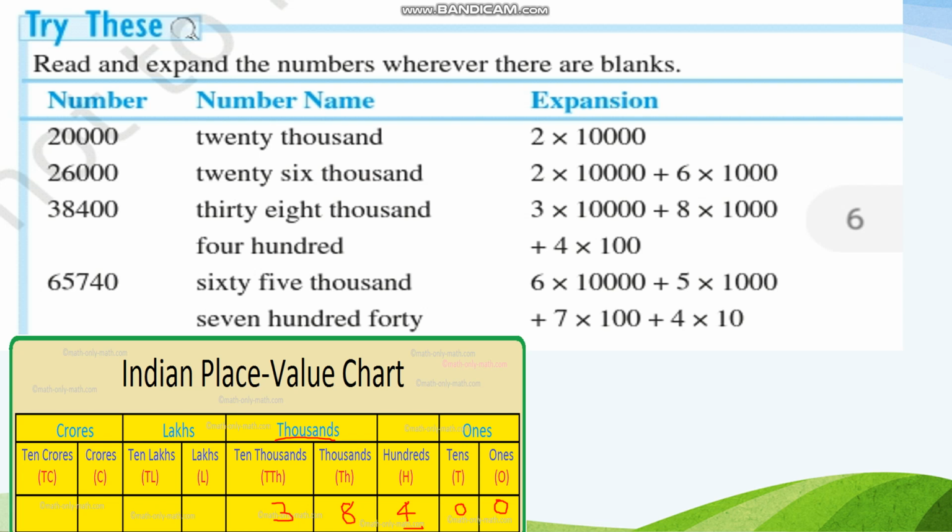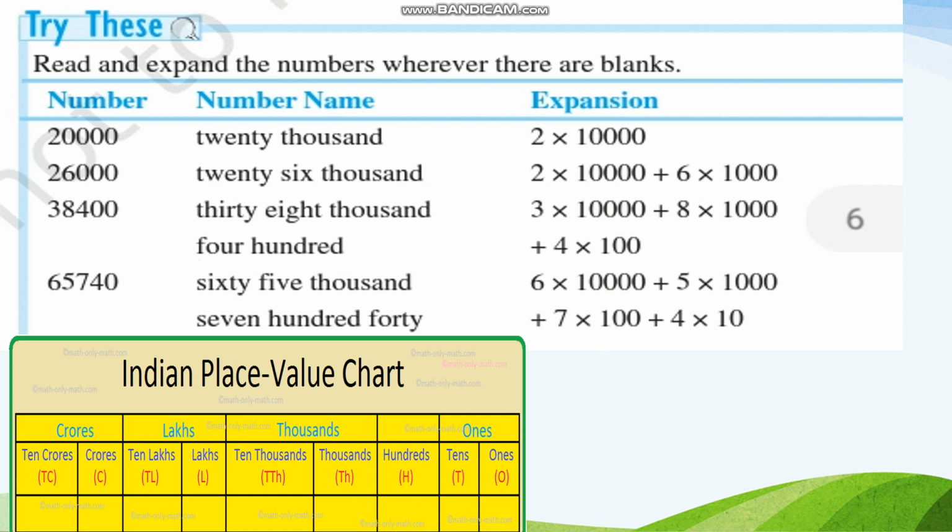Okay. So 38,400 is the number name. 38,400. Got it? And how we can expand? 3 into 10,000 plus 8 into 1000 plus 4 into 100. 3 into 10,000 is 30,000, isn't it? So if I am writing 30,000 plus 8,000 plus 400, that is also right. Okay, children? Okay. Now let's do the next one also.